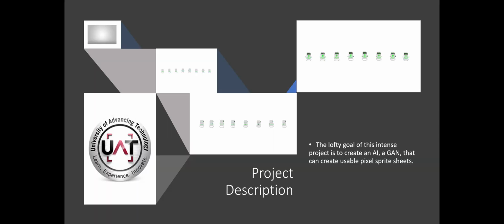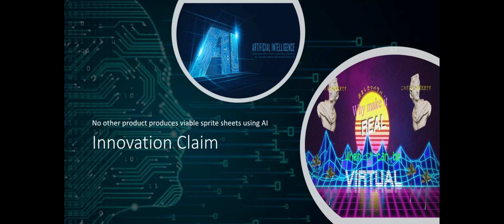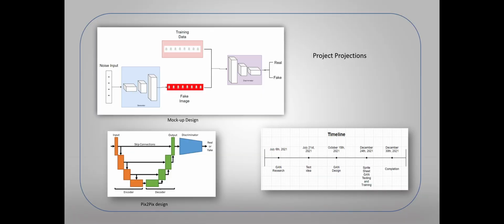The description of this, it's a lofty goal. Everything that it needs to do will be just to create usable pixel sprite sheets using a GAN or an AI and really getting that pipeline down right there. I think it is innovative because we don't have any other product out there that makes a full usable sprite sheet using a GAN. No human interaction involved. Just click a button and you have a sprite sheet.